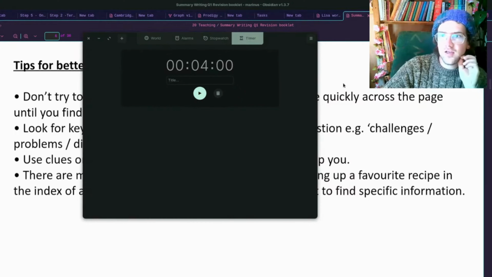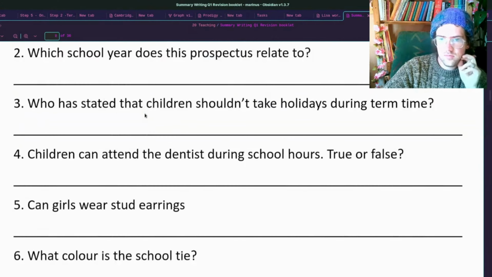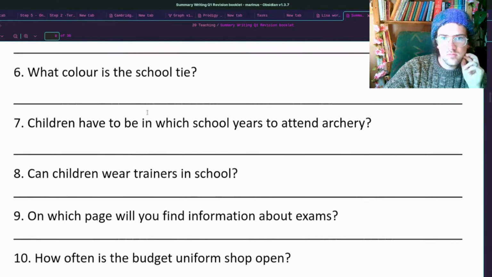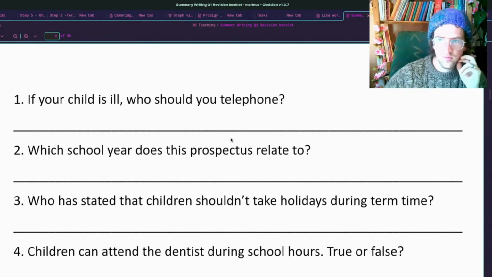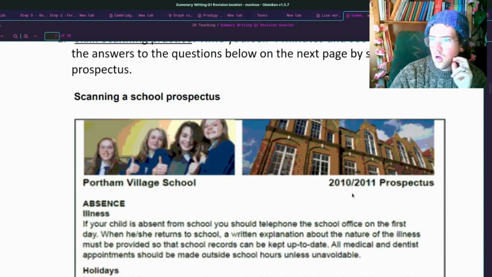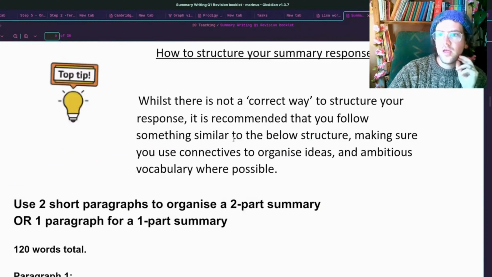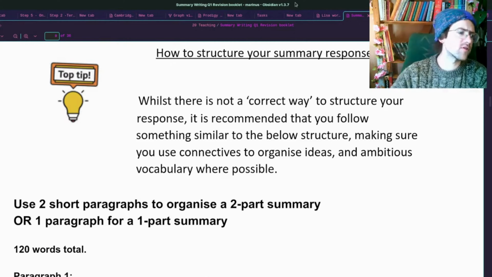So, did you guys manage to answer all the questions? Yes. I think my answer to 2 might be wrong, but I'm not sure. Which school year does this prospectus relate to? I just said 2010, 2011, but I don't know if there was something else. Okay.